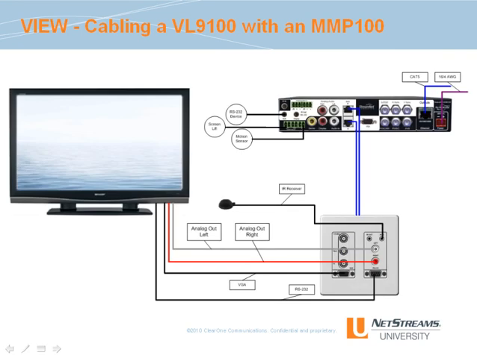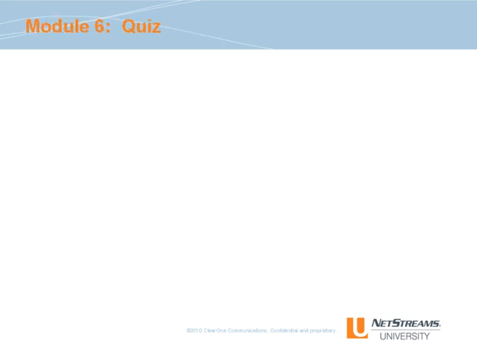This diagram shows how the multimedia plate is connected. While all the connections to the display go to the MMP100, the MMP100 connects to the VL9100 over 2 Cat5 cables. And now it's time for another quiz.